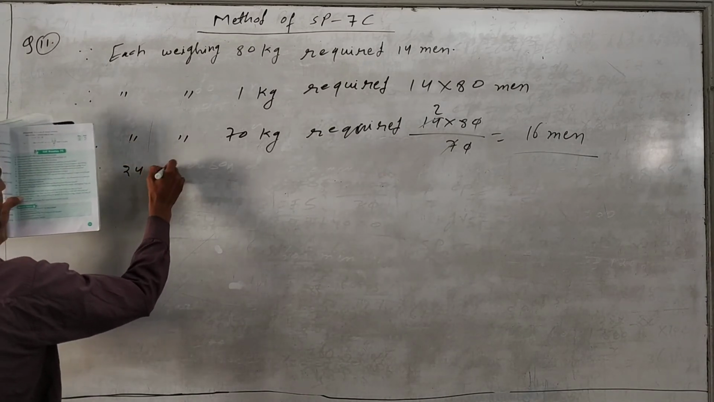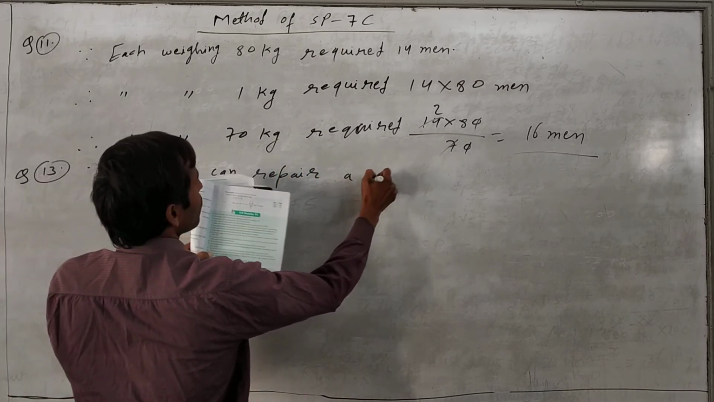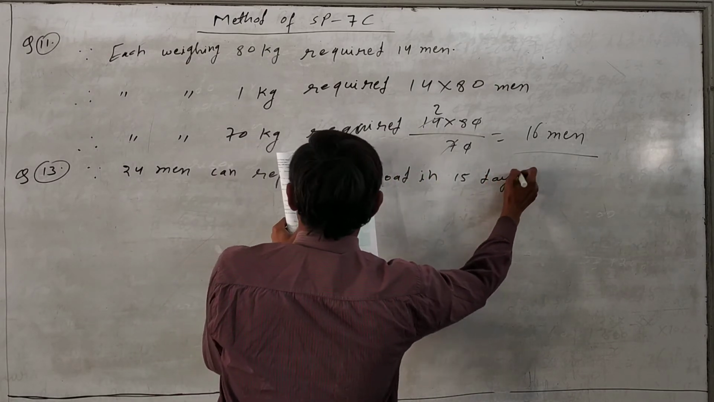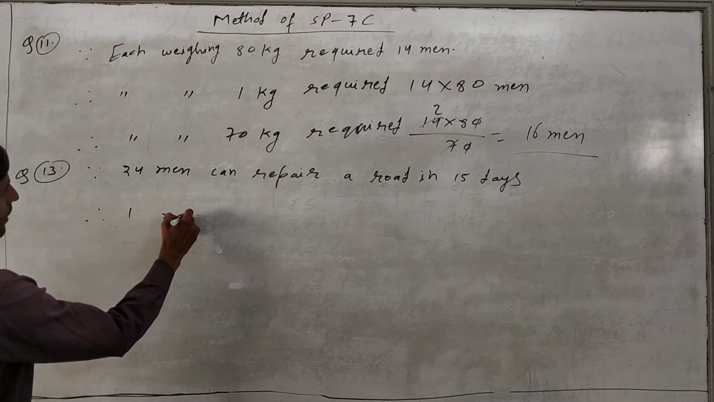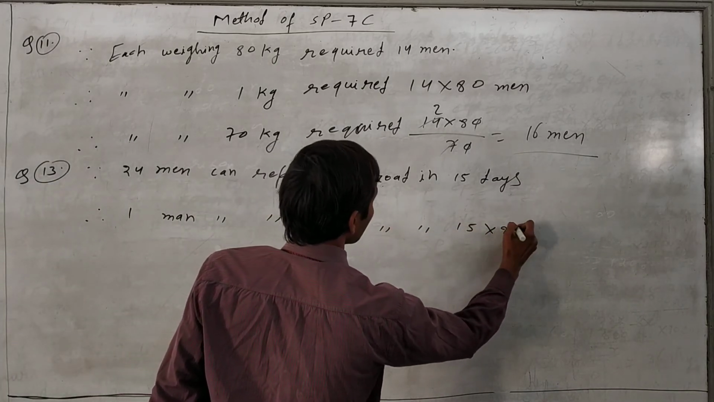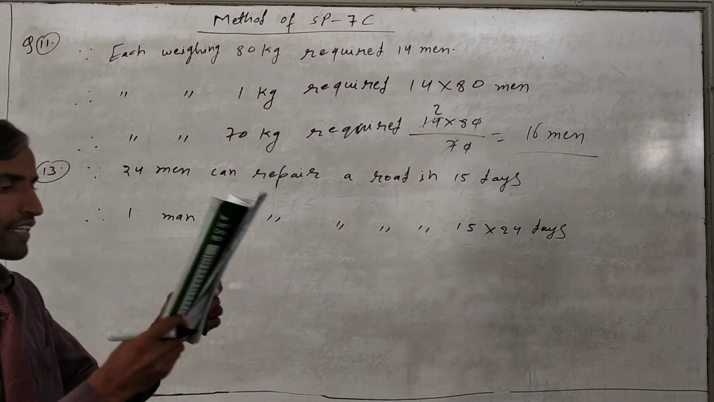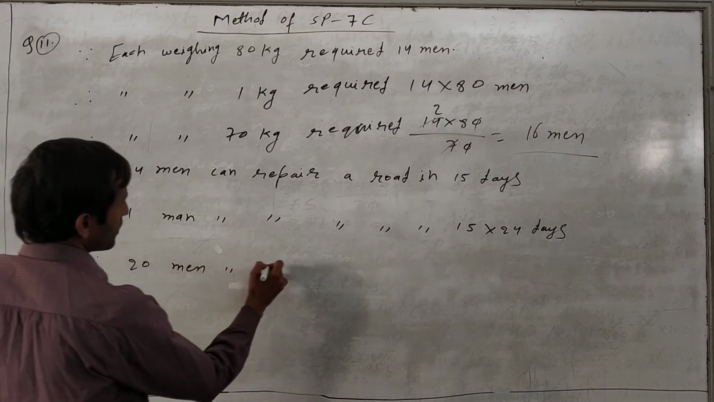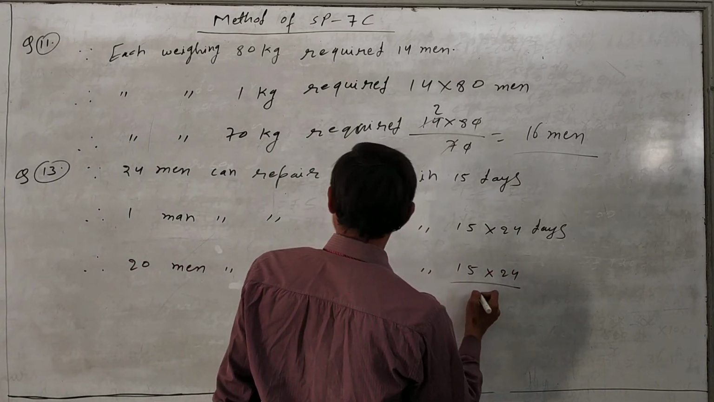Just write down the same statement that is given in this question first. 24 men can repair a road in 15 days. Right? Now, how much time can one man take? One man can take more time, so we will again multiply. So 15 into 24 days. Okay, now we have to find for 20 men. So it will take less time. So just write down for 20 men how much time to repair a road. So 15 into 24 upon 20.